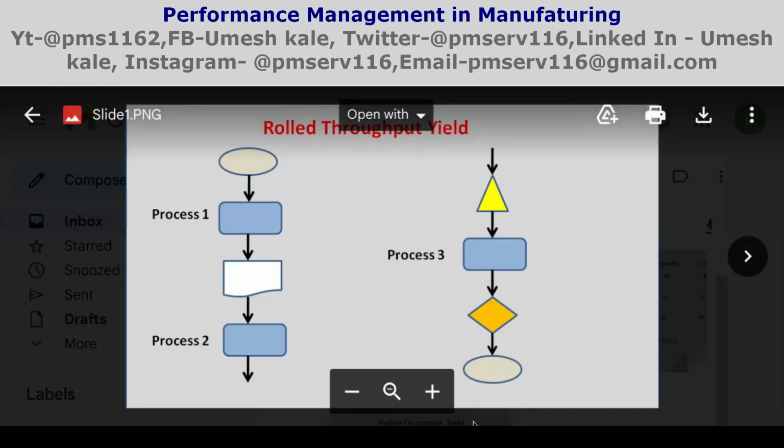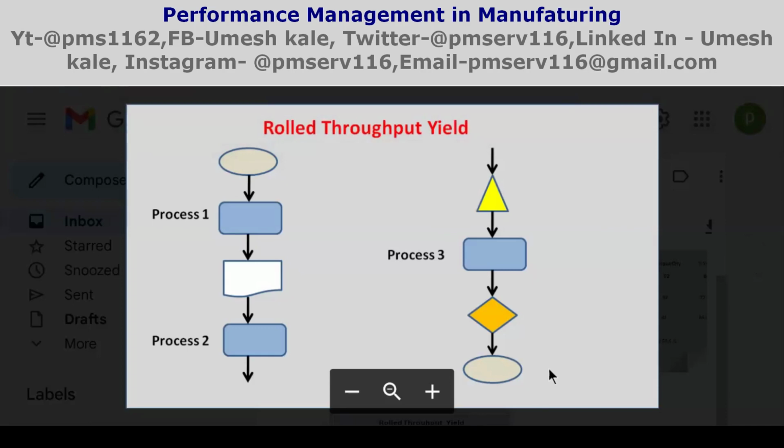Then process 1 is shown in this slide. Then the documentation of the process. Then process number 2. Then storage of the material. Then process number 3, inspection, and then the final stage is dispatch. So we are going to calculate the yield of these 3 stages of the manufacturing process.